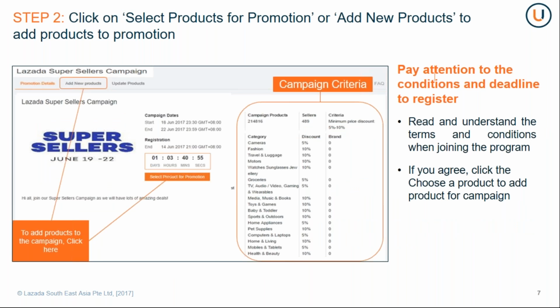Next, click on Select Products for your promotions or add new products to that campaign. As I've stated before, each campaign has a set criteria. For example, in this super seller sale, the campaign criteria is that cameras sold for this promotion should be at least 5% in terms of discount. If you cannot meet that set criteria, then we're afraid that we have no choice but to reject your products. Please read and understand the terms and conditions when joining the program. If you have made up your mind and agreed, click the choose button to add a product for that campaign.